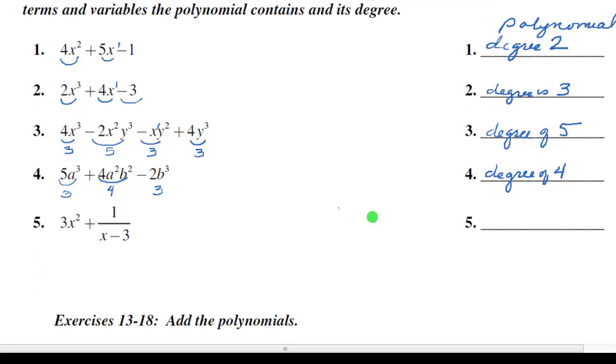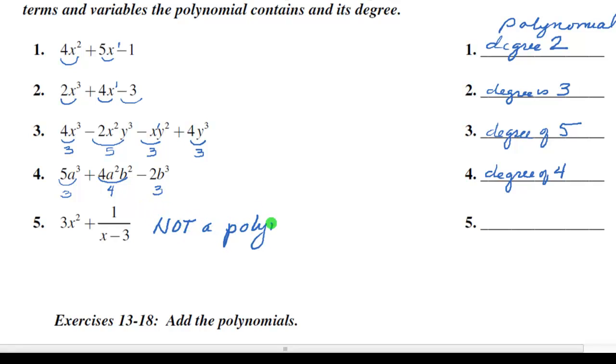And now let's look at this last one, 3x squared plus 1 over x minus 3. If you said this is not a polynomial, you are right. What makes it not a polynomial is the fact that you have an x in the denominator of this fraction. Polynomials have to be made up of products of variables and numbers, but we cannot have that x in the denominator. So this is not a polynomial.